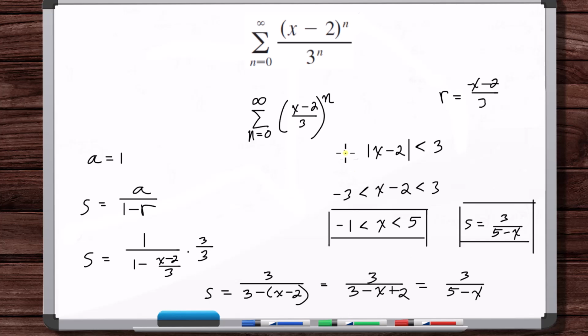You can input any value within this range, any x, into this formula, and you'll get the infinite sum of this series, which is pretty cool if you think about it. An infinite sum.